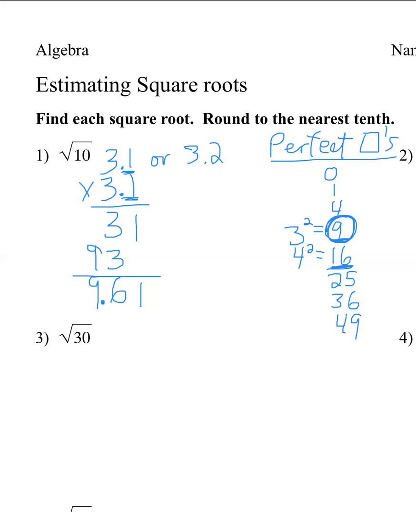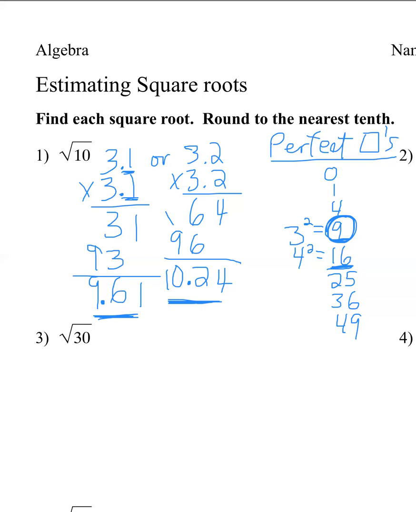So let's go ahead and try 3.2. I'm going to multiply that out, and let's see what we get here. 4, 6, 6, 9. Add those together, I get 10.24. Okay, so now I know that I'm awfully close, right? Because 10 is certainly in between 9.61 and 10.24.